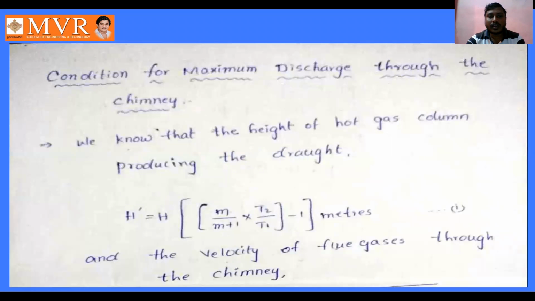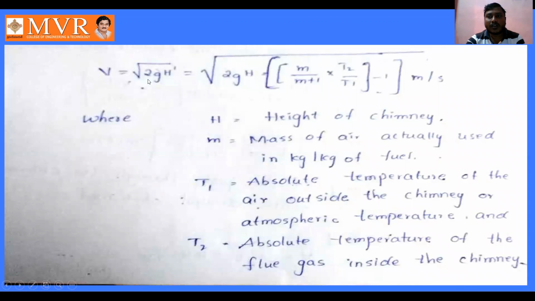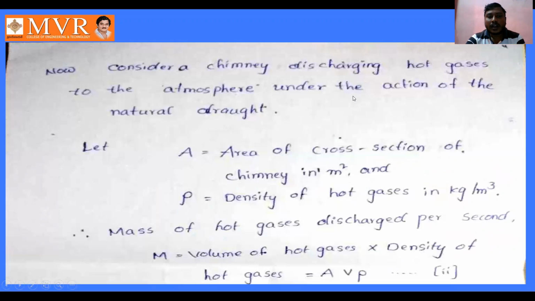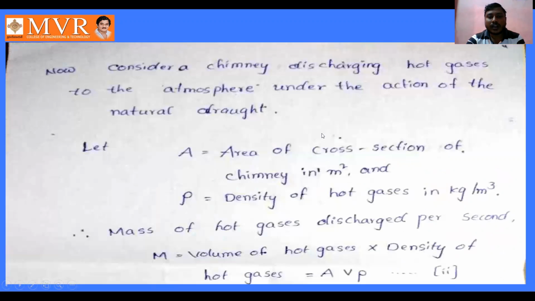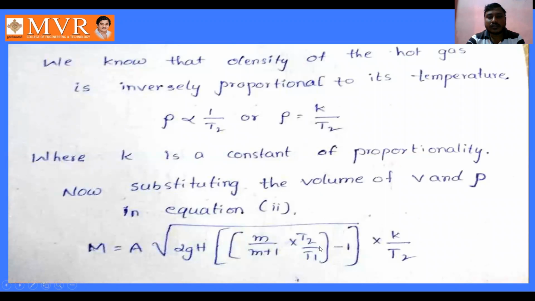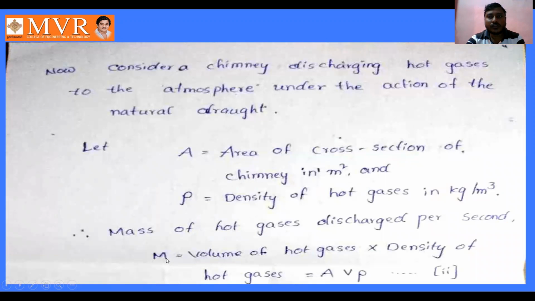Hence, we have from equation 1, where H is the height of the chimney, the equation V is equal to root of 2gH into m by m plus 1 into T2 by T1 minus 1. And we have the mass as A into V into density. Hence, we are substituting the density, which is equal to K by T2, in equation 2, where M is equal to A into V into density.